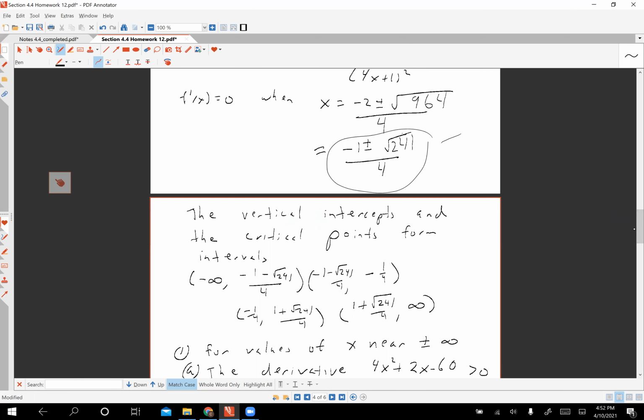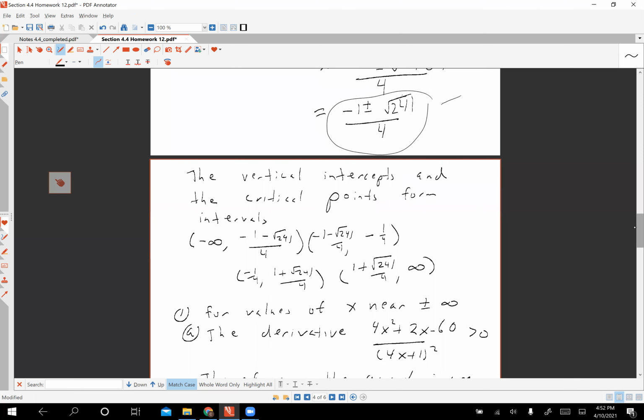So anyway, when we consider the intercepts, remember the function's not continuous across the vertical asymptote. So we break the domain down into intervals. We have to use -1/4 as one of the delimiter points.